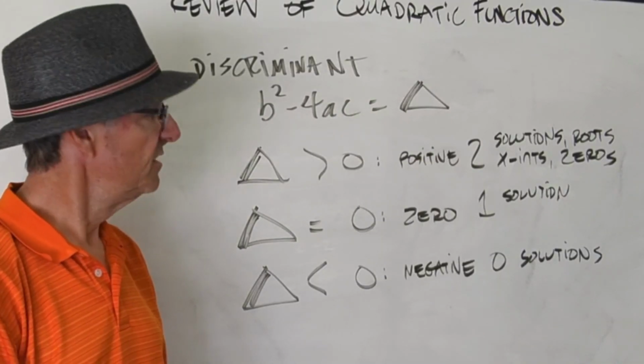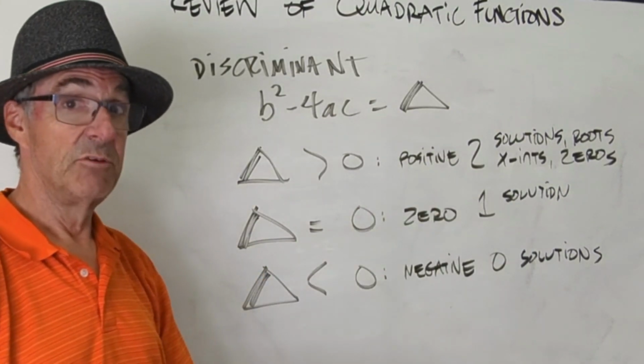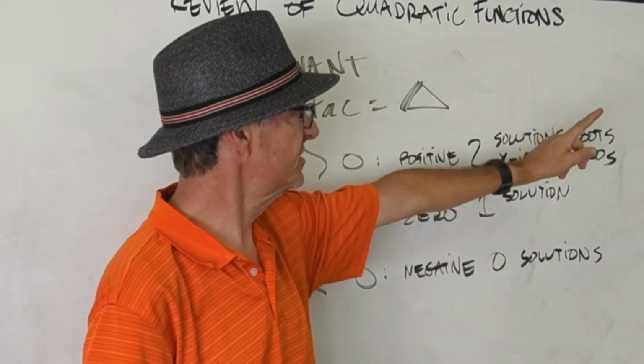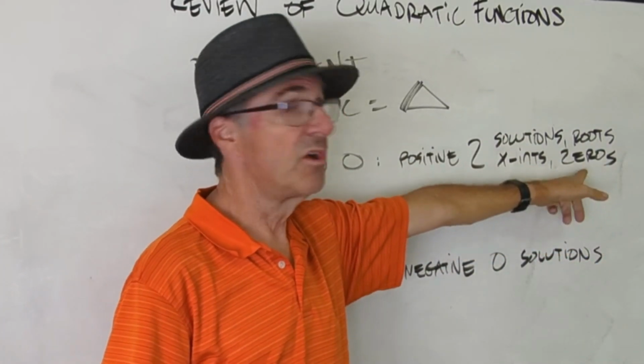Let's see how you did. If it's greater than 0, it means it's positive, and we have 2 solutions, also known as roots, also known as x-intercepts, also known as zeros.